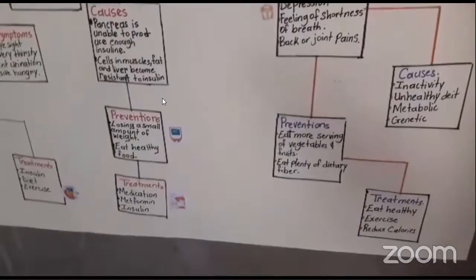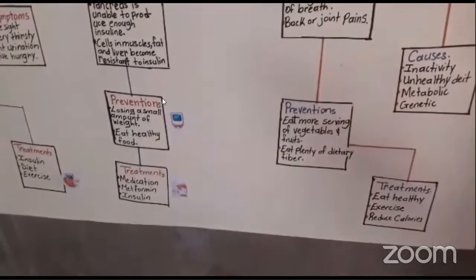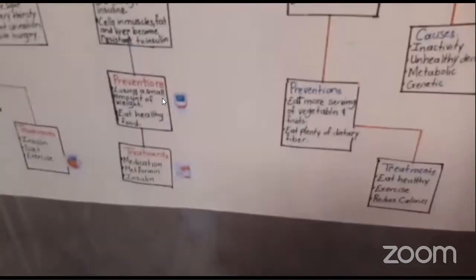Prevention for obesity: we have to eat more servings of vegetables. Yes, man, you have to eat up your vegetables and fruits and eat plenty of dietary fiber.